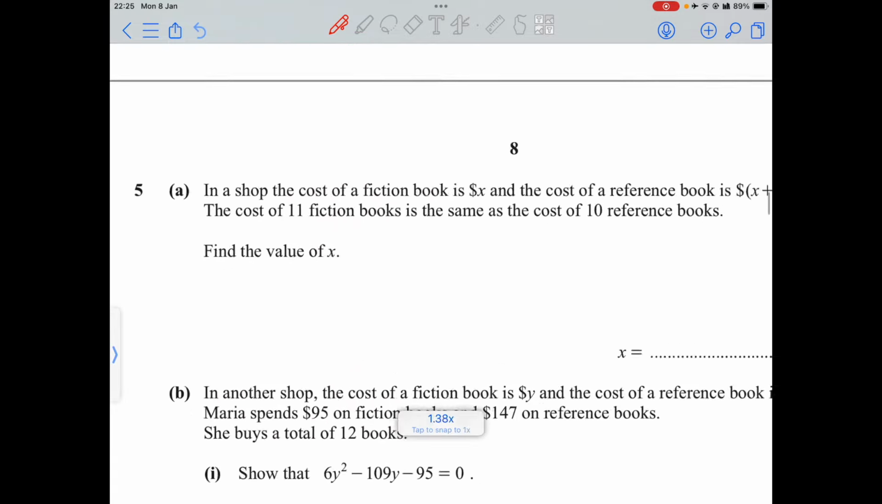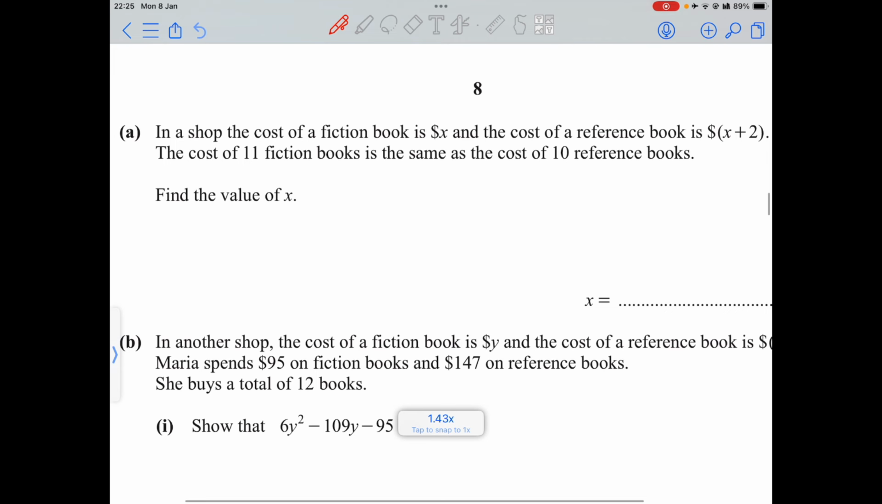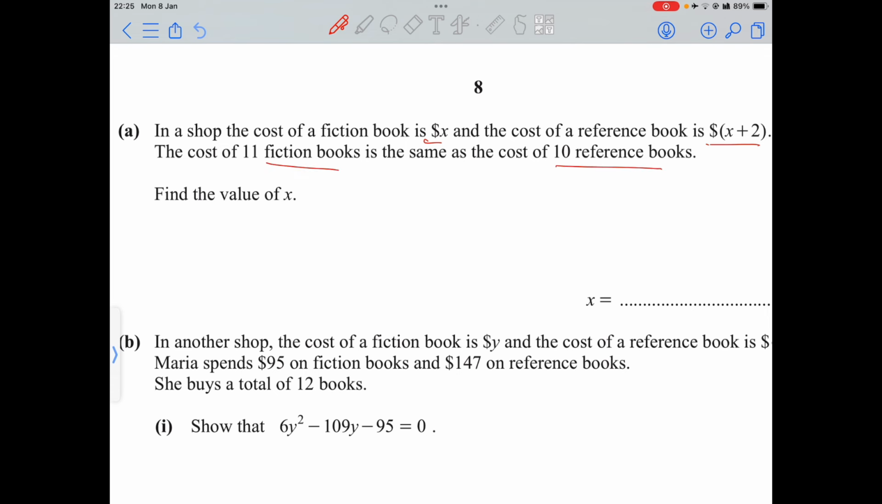Alright, the next question. In a shop, the cost of a fiction book is $x and the reference book is x plus $2. The cost of 11 fiction books is the same as the cost of 10 reference books. Easy. It's basic algebra. So 11x equals 10 times (x plus 2). So 11x minus 10x equals 10 times 2, which is 20. So x equals 20.